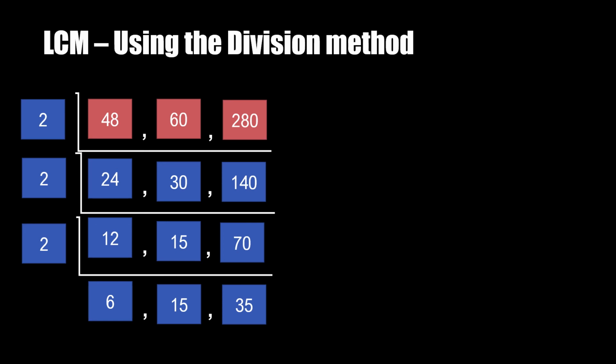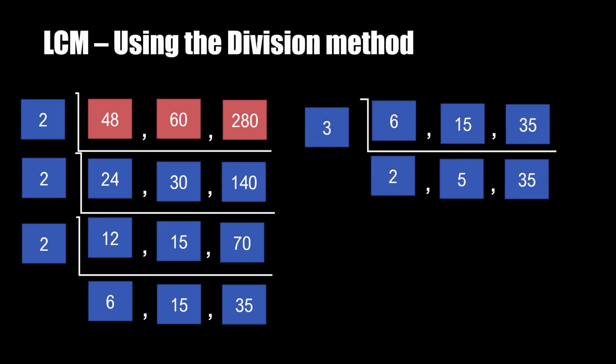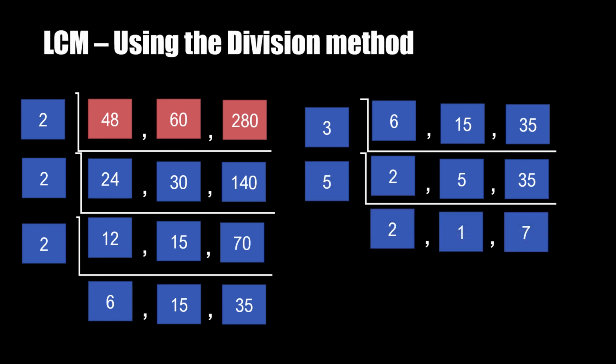Next, we will see how we can divide 6, 15 and 35. We will divide them by 3 and we write the answer. 35 is not divisible by 3, so we copy 35 to the next line. 2, 5 and 35. So 5 and 35 are divisible by 5 and we copy 2 to the next line as we cannot divide it. So we write the answer as 2, 1, 7.